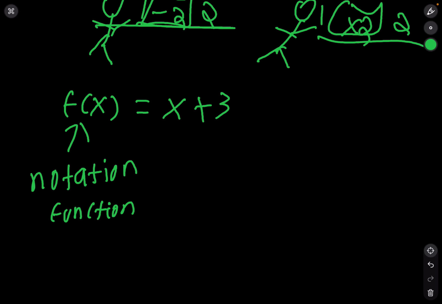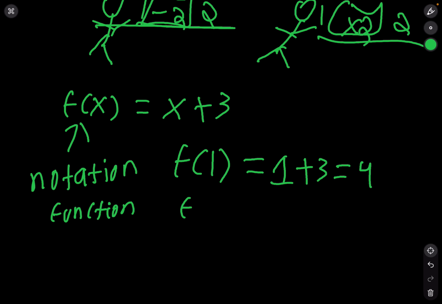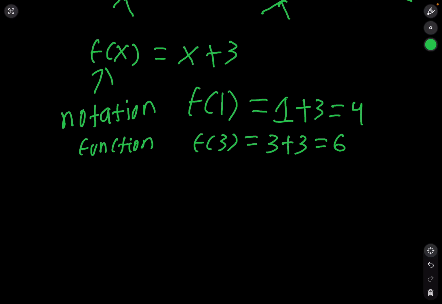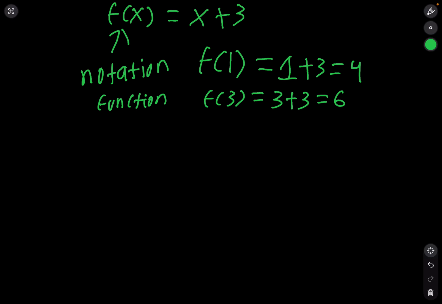And so in order to make this function work with numbers, you have to put it inside of the f of x. So instead of having f of x, you have f of 1. And from here, you can replace the x with a 1. And now, since they're like terms, you can add them. And you get 4. Or let's go back to f of 3. You make the x a 3. And you get 6.